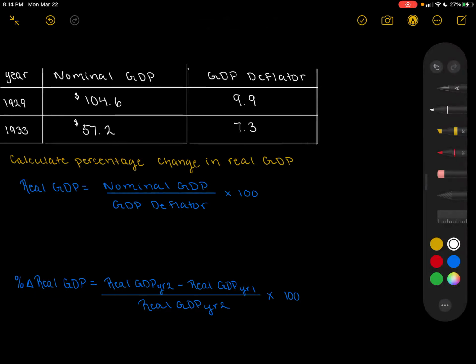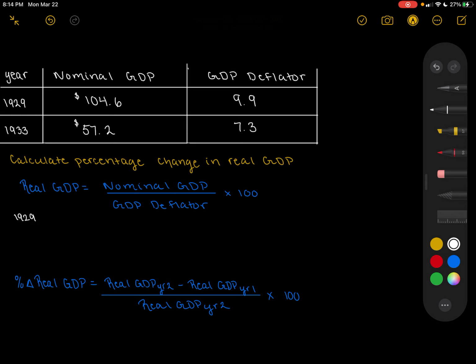We're going to be taking nominal GDP and GDP deflators for the years 1929 and 1933, and we'd like to calculate this percentage change in real GDP for these 2 years. So you can see written in blue for this first function, I've got that real GDP is equal to nominal GDP divided by the GDP deflator times 100. So we have the information that we need in order to solve for these. So let's go ahead and do that for 1929 to start.